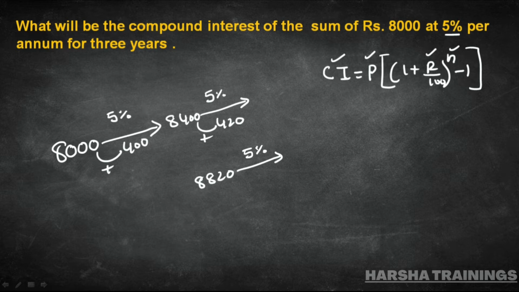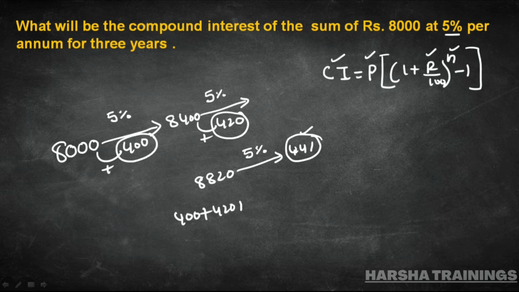Okay, so 8,820 rupees, 5% is how much? 441 rupees. Okay, find the compound interest. So the third year interest you are paying is 441 rupees. Second year interest is 420 rupees. First year interest is 400 rupees, right? Note down, guys: 400 plus 420 plus 441 is equal to 1261.